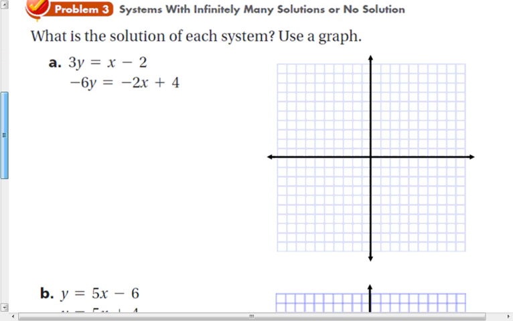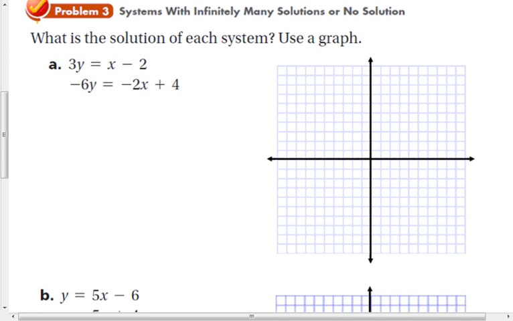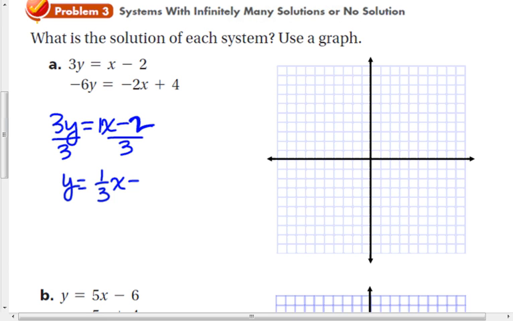All right, so we want to define each of these systems using that information. And so we want to graph them. Now, to graph, you really just need 2 points, but sometimes it's easier to graph it in a certain form. So let's change the form of this one right here by dividing both sides by 3. So remember, this is 1x now. So we get y equals 1/3 x minus 2/3.